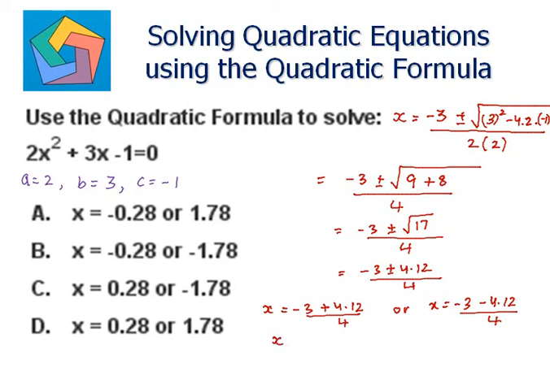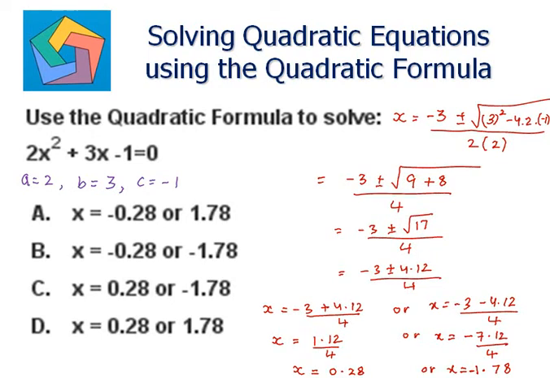So here x is equal to 1.12 divided by 4, or I can say here x is minus 7.12 divided by 4. Here x will be equal to 0.28 or x is equal to 1.78. This is negative. So I can say the answer is x is 0.28 or negative 1.78, which is the answer in the C part.